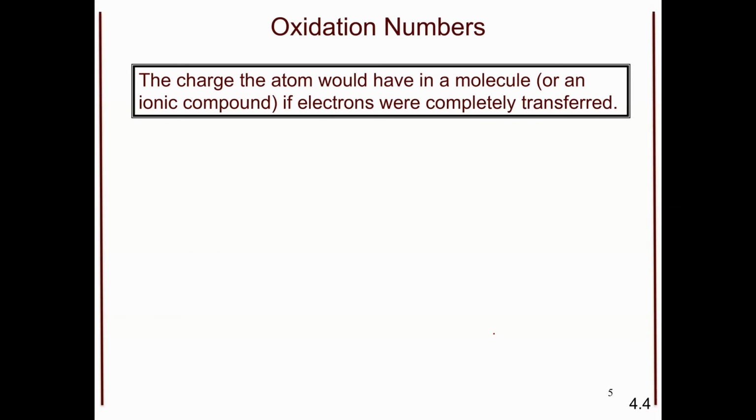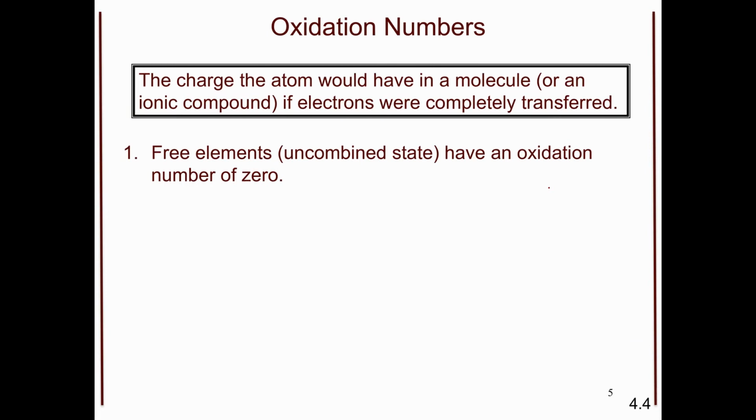This, by definition, is going to be the reducing agent. So let's take a look at how we calculate the oxidation numbers. There are a few rules that we are going to go through. The first one says the charge the atom would have in a molecule or ionic compound if the electrons were completely transferred. So this is going to be different than many of the numbers that we have calculated previously, such as formal charge, and just as our charge on a molecule normally. This is saying that we are going to completely transfer those charges.